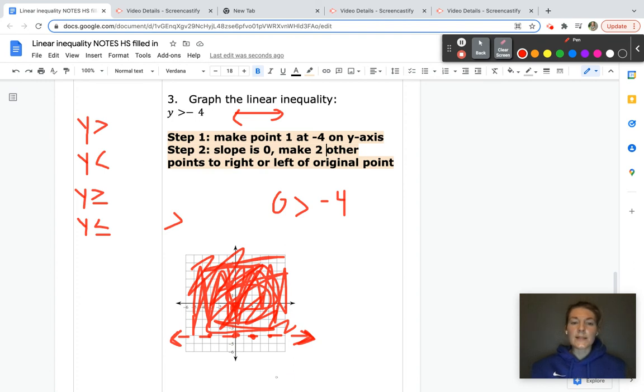So as you can tell from these last ones, when we can recognize that we have these exception lines, the horizontal lines or the vertical lines, the straight up and down lines, it actually, I think, is a little bit more straightforward and a little bit faster to graph and shade.